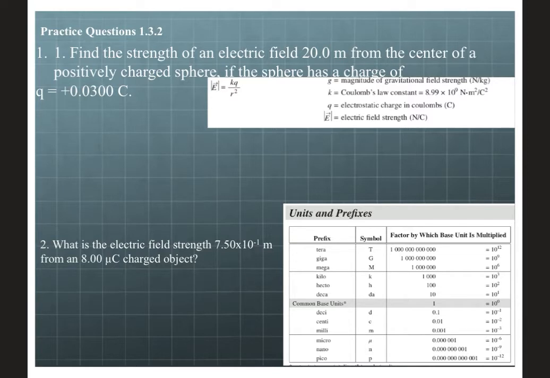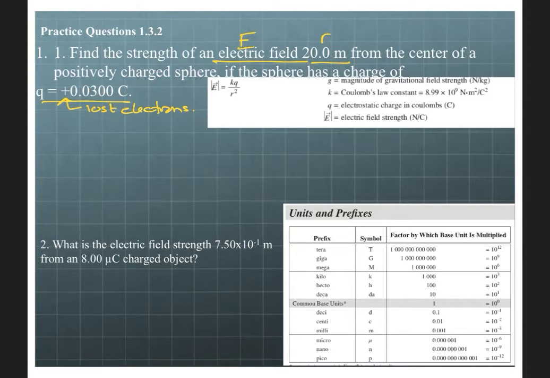So in the first question, we need to find the electric field strength. So right away, I can say that I know I need to find big E. That's what it's telling me. We're 20 meters from the source, so I know that that is my radius. And it looks like I have a positively charged sphere, and that has a charge of 0.03. Now, this positive value here simply tells you that it has lost electrons. Okay, so don't worry too much about that until we get to the end.